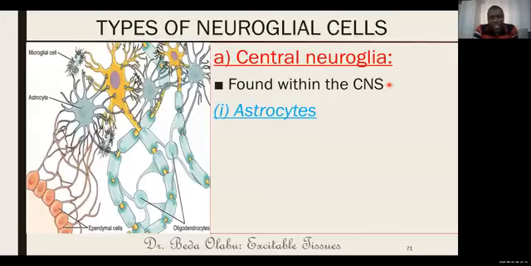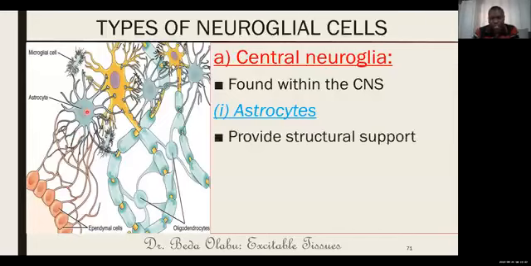We have astrocytes. Astrocytes are the most abundant of the central neuroglial cells. This is an example of an astrocyte. What are their key functions? They provide structural support to neurons. Having said that, they are actually the most abundant. They provide structural support to neurons.